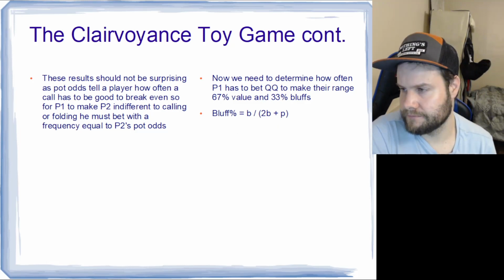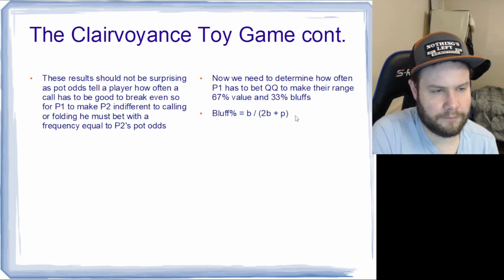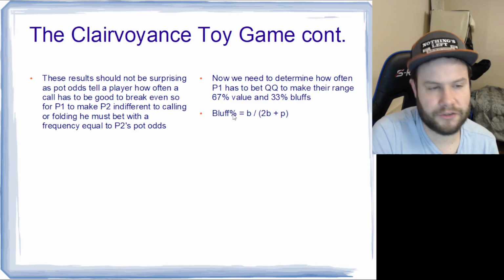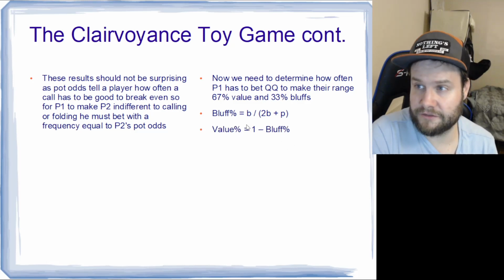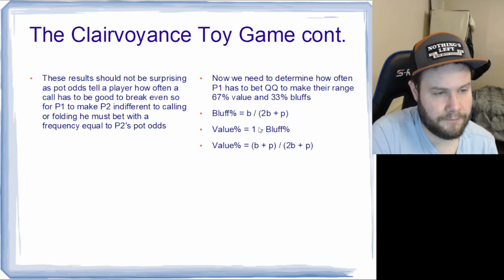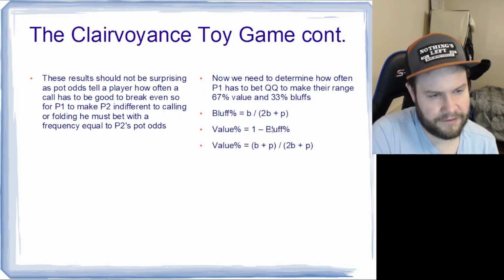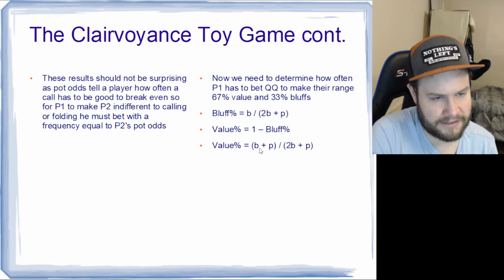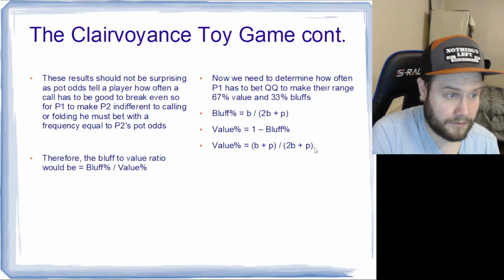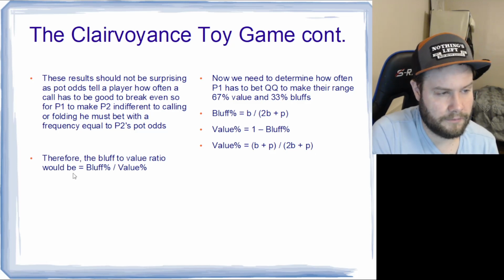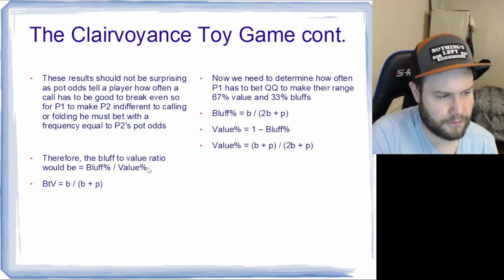Is that the same? Okay, it's just the same as our win percent equation. We're just substituting it here for a new variable. So bluff percent equals bet divided by 2 times the bet plus pot. The value percent is the inverse. So you find the inverse by doing 1 minus the bluff percent, right? And then you do some math. If you plug these numbers in and simplify, you get this equation: bet plus pot divided by 2 times the bet plus pot. Therefore, the bluff to value ratio would be bluff percent by value percent, because that's how a ratio works.